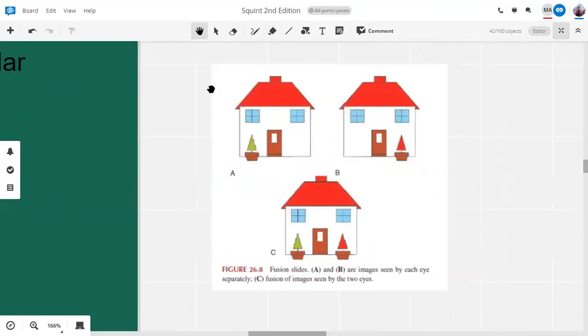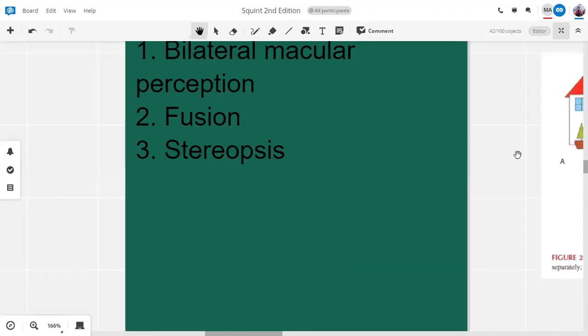So if I were to visually show this, this is what the right eye is seeing. This is what the left eye is seeing at the macula. And if the patient is able to see this, then we can say that fusion is present and the patient has grade 2 binocular vision.